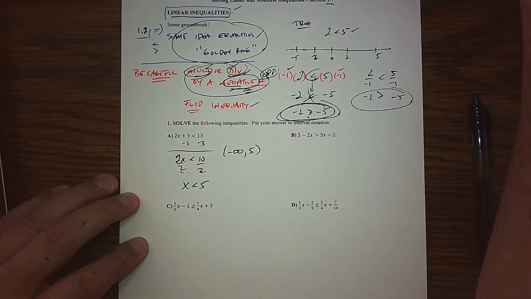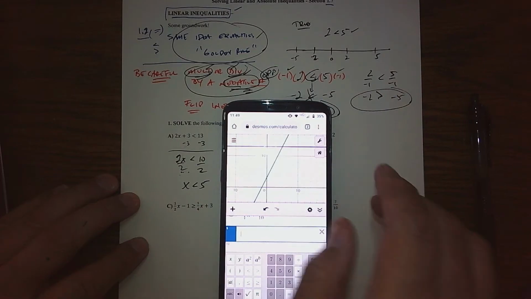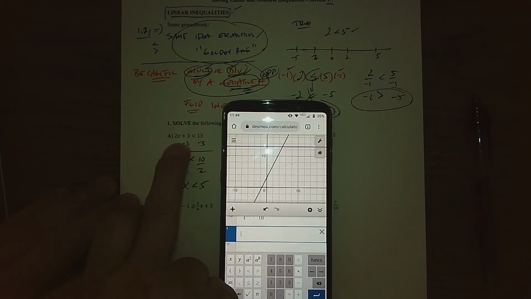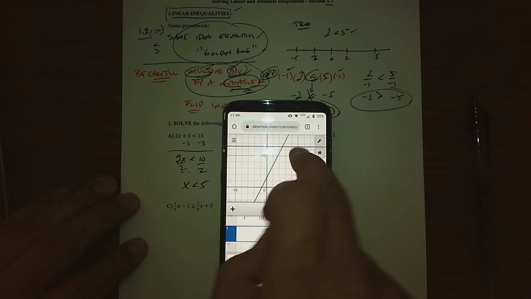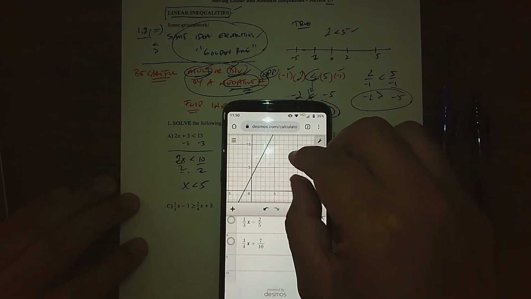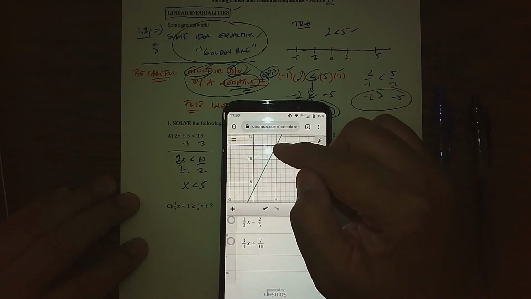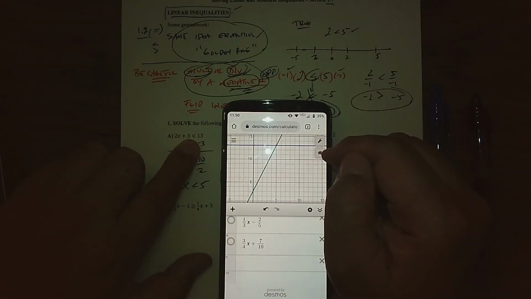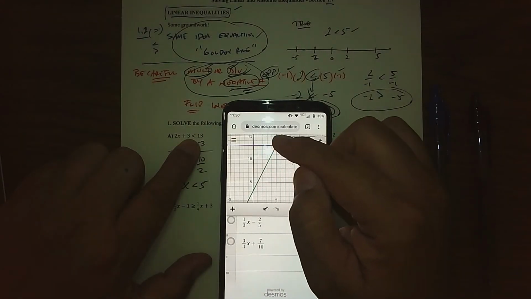So let's verify that. When I go look at this, I've kind of preloaded this in. This nice greenish color is the line 2x plus 3, and 13 is that solid line right there. And you can see that right about at 5, right? So there's 5. They are crossing each other. There's where they're equal to. And the graph of the line, 2x plus 3, is in fact below, right? Less than the graph of 13.